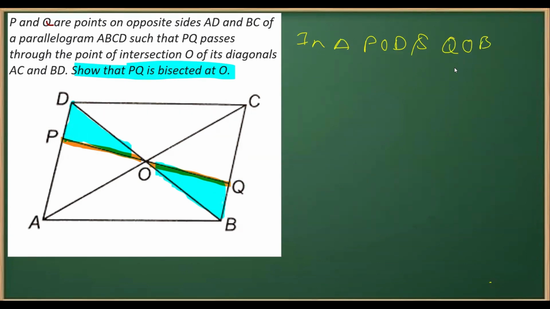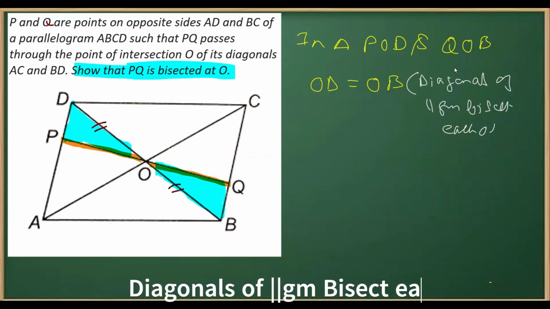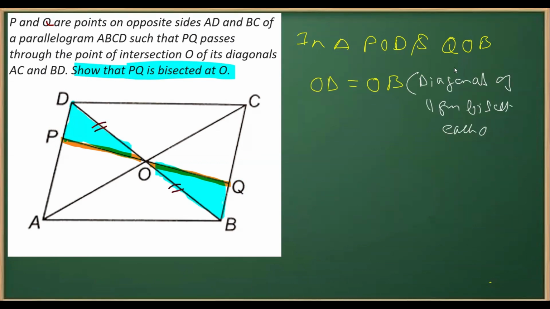Now check here, can I say that OD is equal to OB? How can I say that? As you know, O is the point of intersection of the diagonals, and diagonals of a parallelogram bisect each other. They bisect each other.